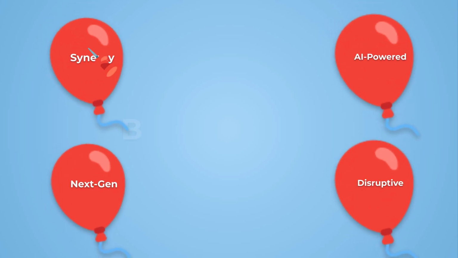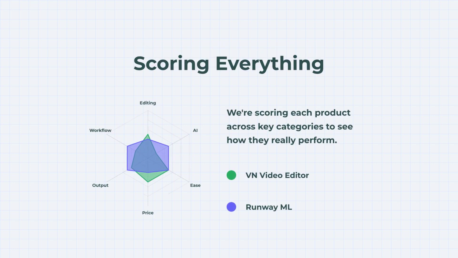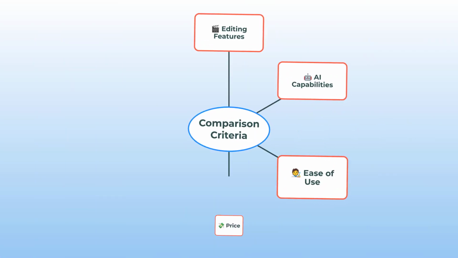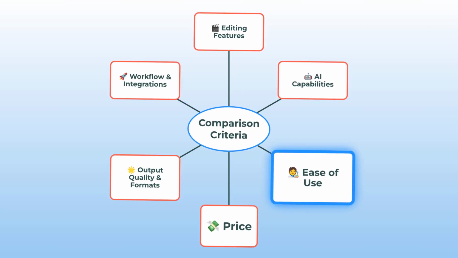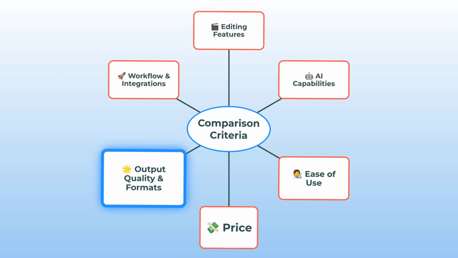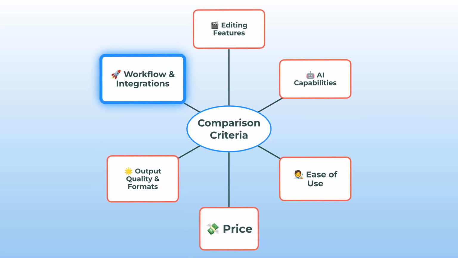Let's skip the buzzwords and get to the real stuff. Each category earns points, and at the end, you'll see exactly who comes out on top. The result might not be what you expect. All right, before we jump into the gritty details, here's a quick mind map of the categories we'll be comparing. Editing features, AI capabilities, ease of use, price, output quality and formats, and workflow and integrations. Buckle up, because we're unpacking all of this.